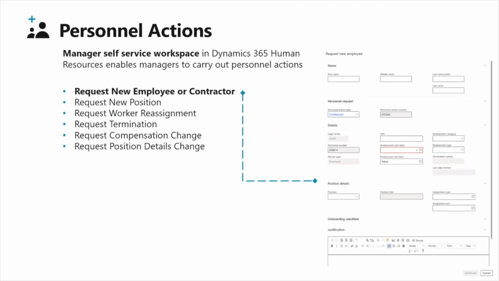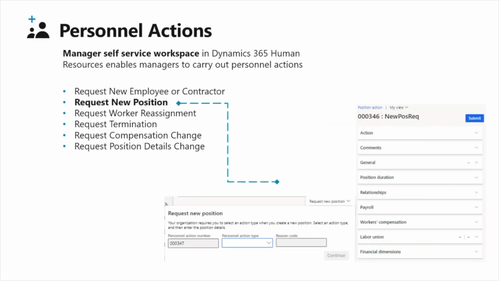The type of personnel actions possible include requesting a new employee or contractor. You can configure these options to go through an optional review and approval workflow. Managers can request new positions and are able to add all the details required for a position to be approved. It does require enabling of position actions. An optional review and approval workflow can be configured.